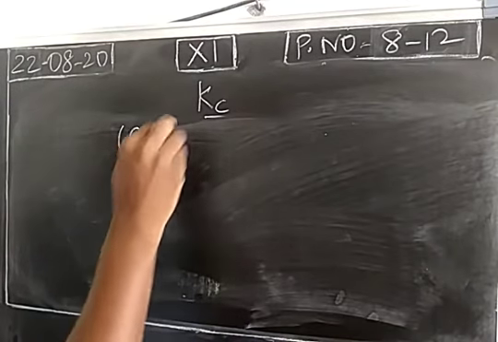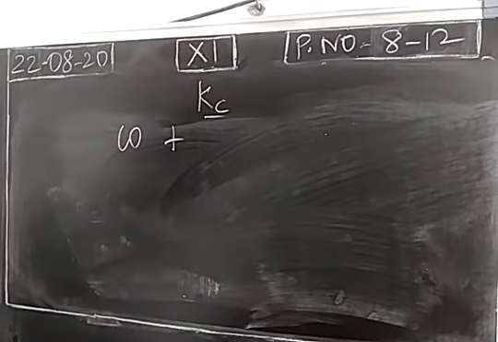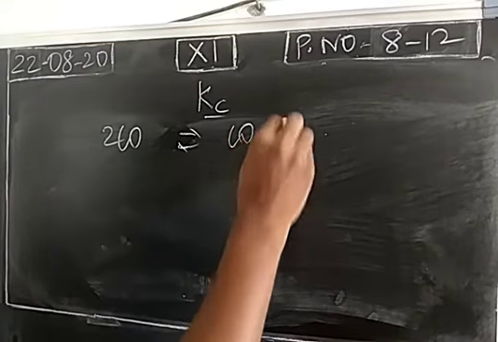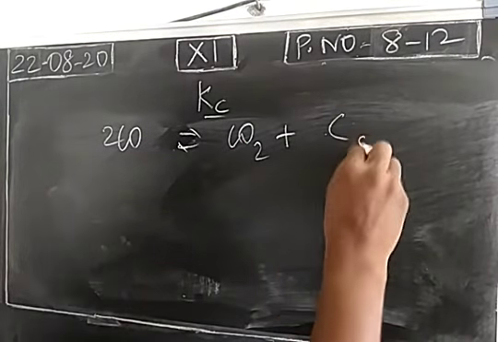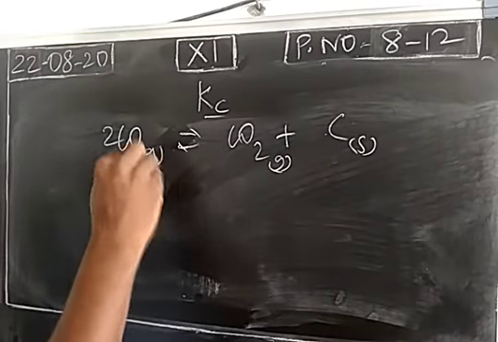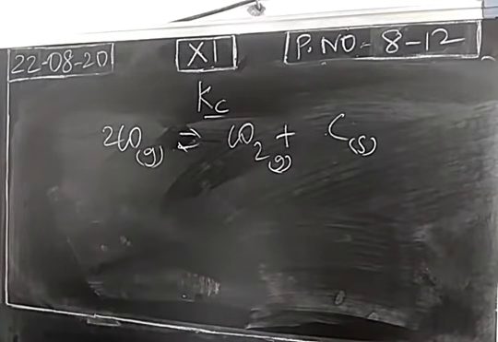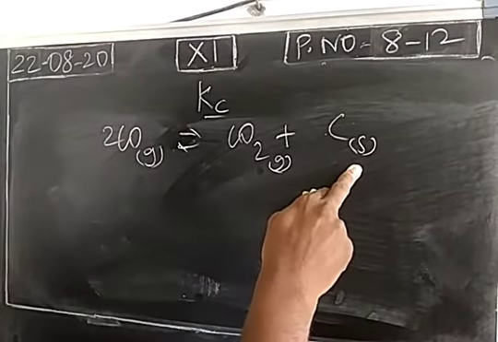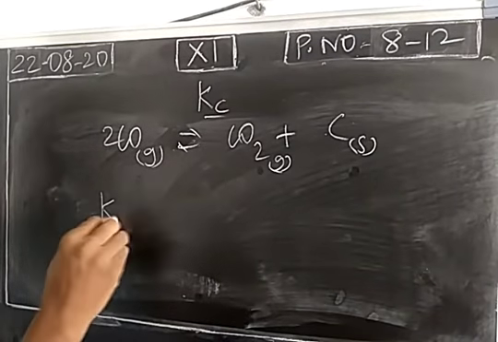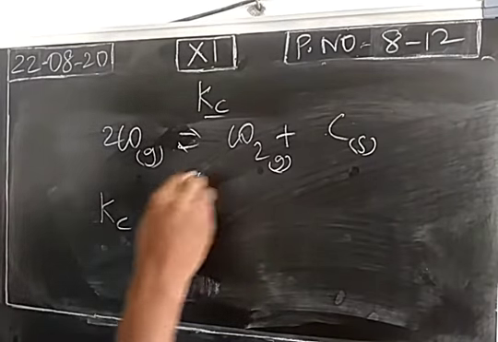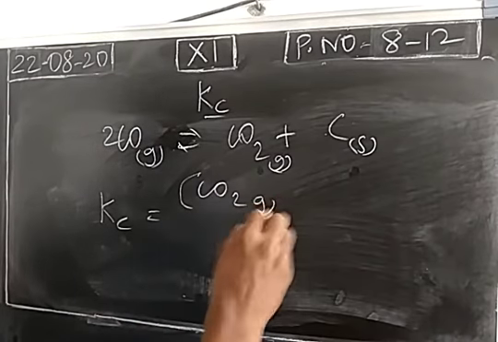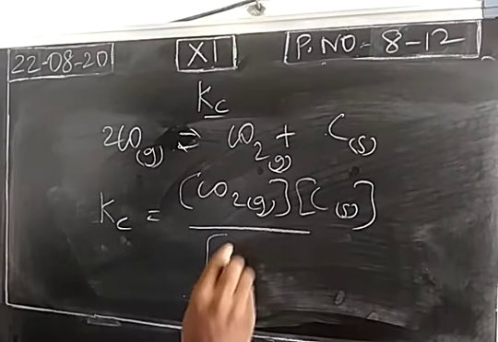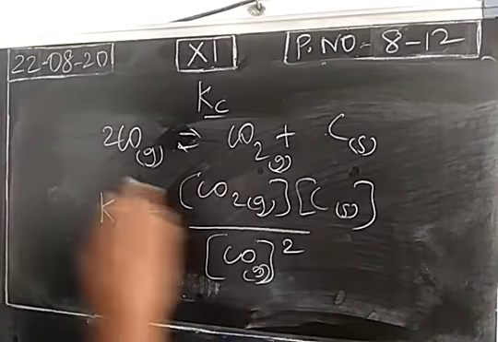Next, carbon monoxide is converted into carbon dioxide. Is this an example of a homogeneous or heterogeneous equilibrium reaction? Heterogeneous. 2 substances are in gaseous phase, 1 substance is in solid phase. So heterogeneous equilibrium reaction, as usual, the equilibrium constant Kc is equal to the concentration of product, carbon dioxide gas, and the concentration of solid carbon, divided by the concentration of reactant carbon monoxide gas, 2 moles.